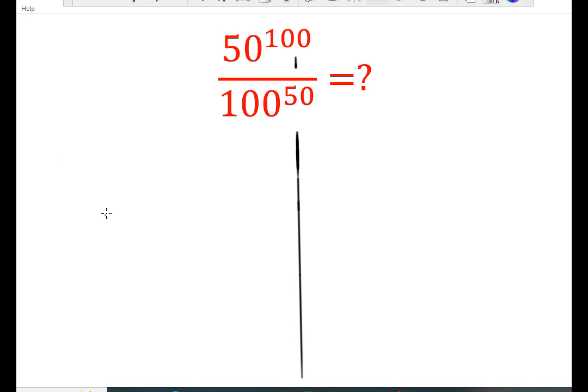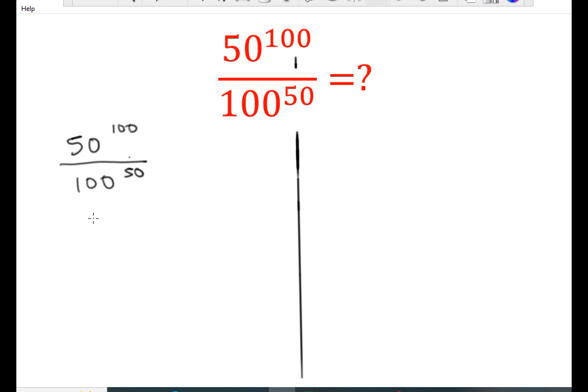So guys, in this video we're going to be looking at this math Olympiad problem. We're going to be solving this problem. So let's first start by writing the question as we always do. That means over 100 to the power 50.